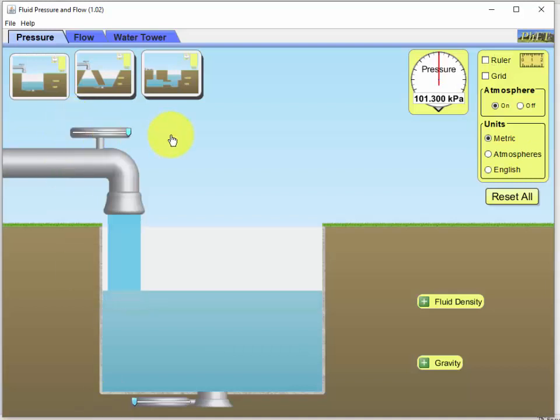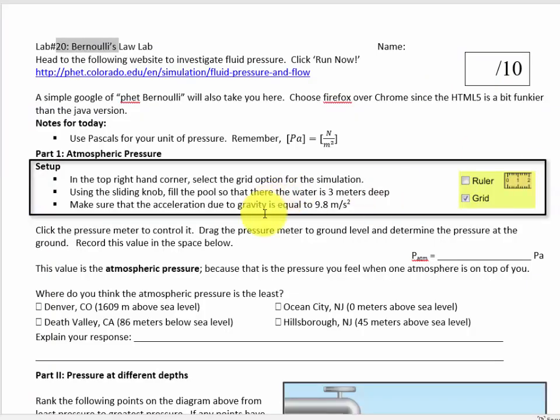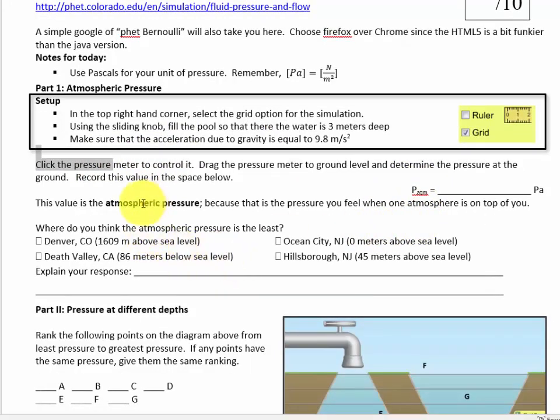The very first thing we're supposed to do is fill this thing up to the brim with water, and we're supposed to check some boxes. So that's what I've done right over here. Now we're going to mess around with the pressure control meter, and we want to determine the pressure at the ground. Next, I want you to think about atmospheric pressure, and I'll show you what we're supposed to see with that.